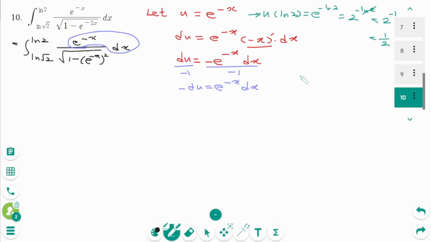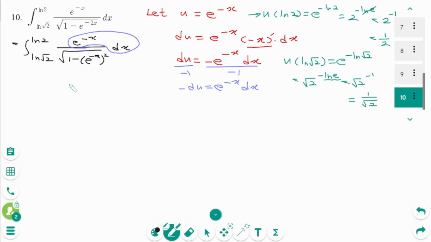When x equals ln square root of 2, that means u of ln square root of 2 equals e to the power of minus ln square root of 2. Then we can rewrite as square root of 2 to the power of minus ln e equals square root of 2. This part is 1, which is minus 1. The final answer is 1 over square root of 2.